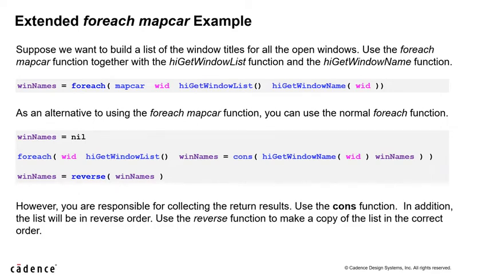So you can see here, if we didn't know about foreach mapcar, we could still write this code, but it would not be as clean and as efficient as using the foreach mapcar function.